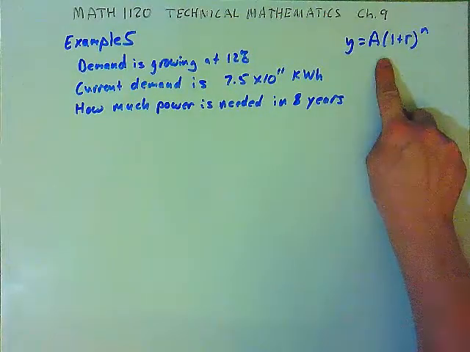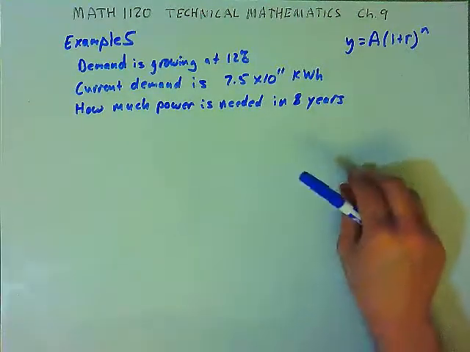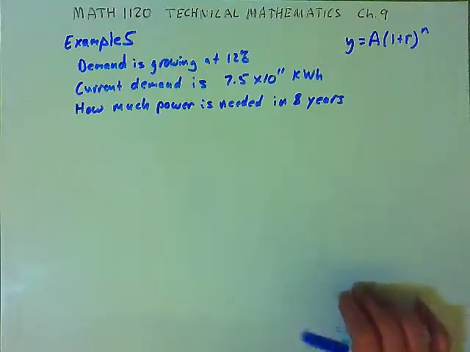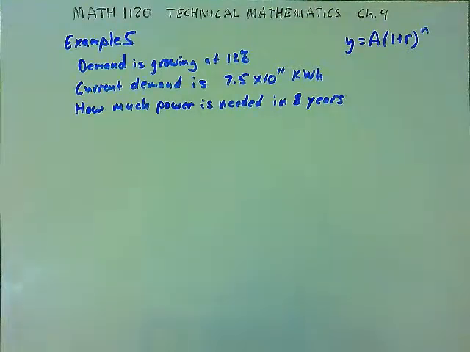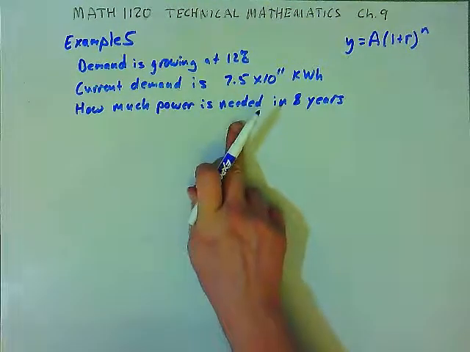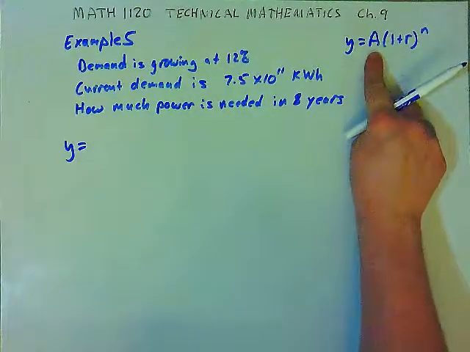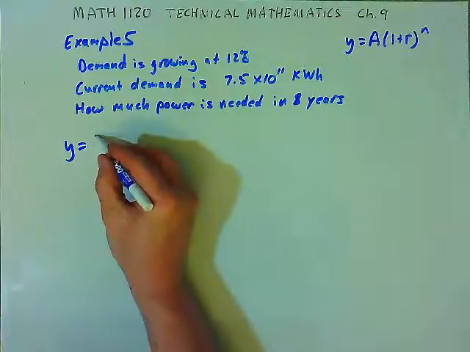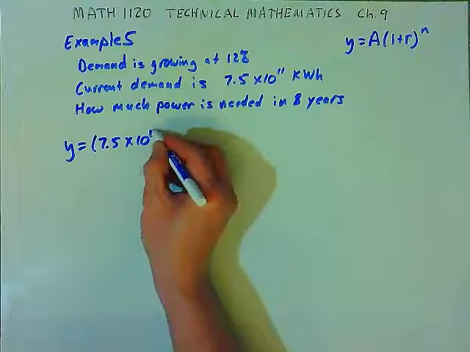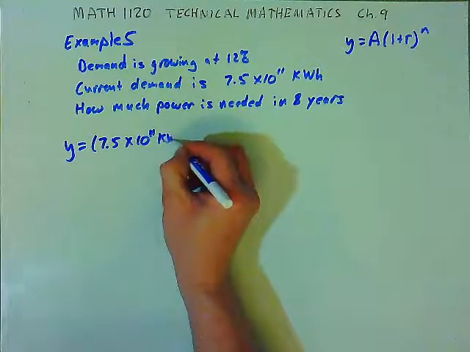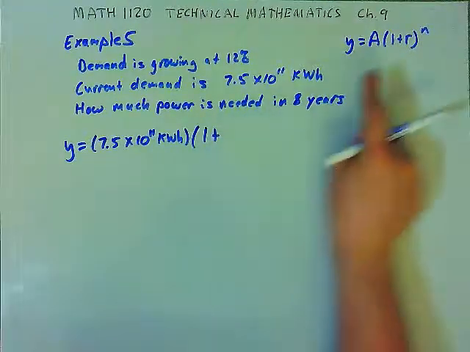Well, we can use this formula. And I'm going to solve the problem twice, actually, once using the formula and then once calculating the demand for every year in order to see that the formula does in fact give us the correct answer. And so y, that is the power needed in 8 years. That's what we're trying to solve for. A is the initial amount. That's how much we're currently using. So A in this formula is going to be 7.5 times 10 to the 11th kilowatt hours, and then we're going to multiply that by 1 plus the rate.